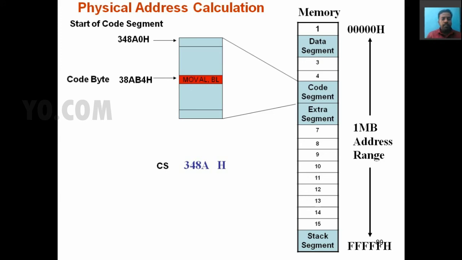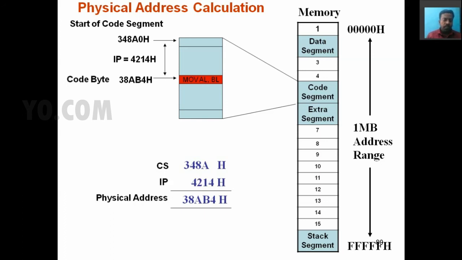Then consider one instruction that is present at 38AB4H. That is the location, so the physical address is 20-bit, 38AB4. Then the distance between the starting address and the instruction is the IP, the instruction pointer. The instruction pointer holds the distance between the starting address and the data present in the memory.